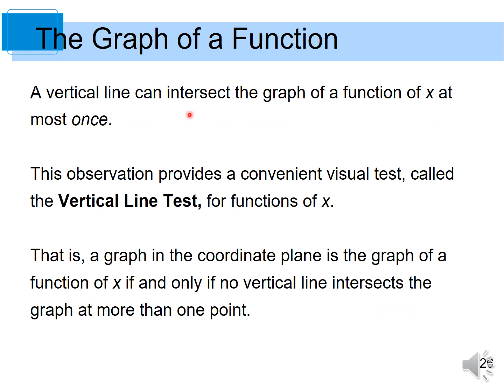A vertical line can intersect the graph of a function of x at most once. This observation provides a convenient visual test called the vertical line test for functions of x. A graph in the coordinate plane is the graph of a function of x if and only if no vertical line intersects the graph at more than one point.